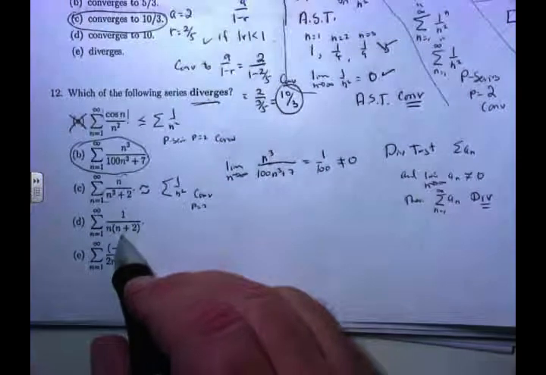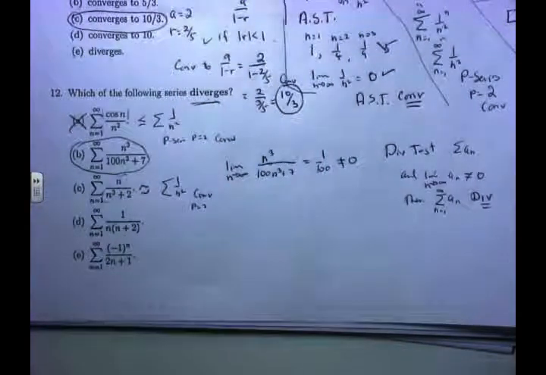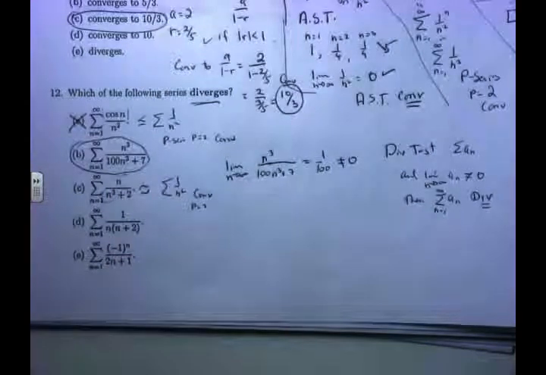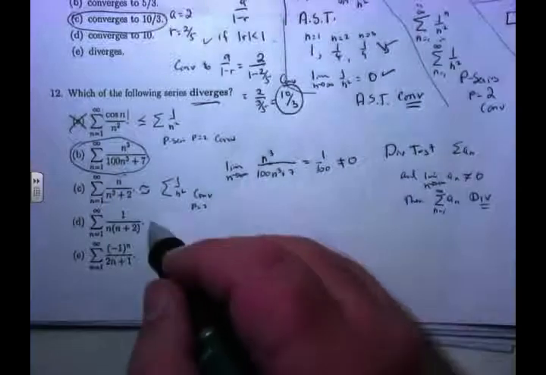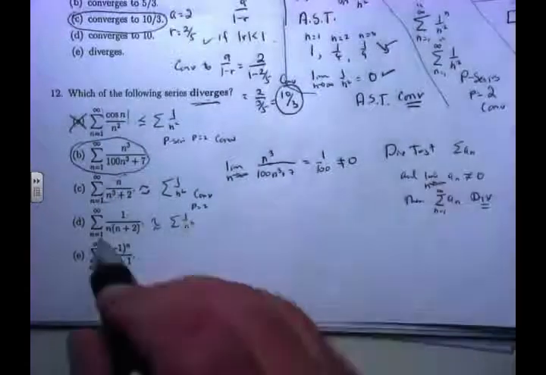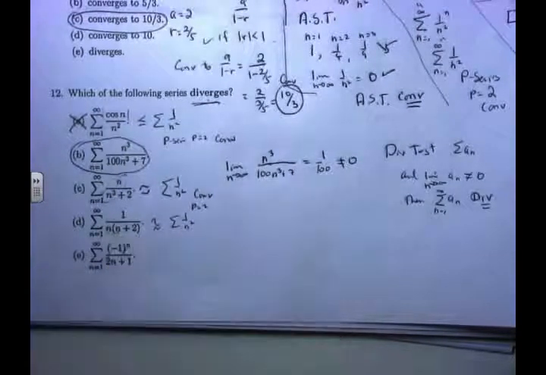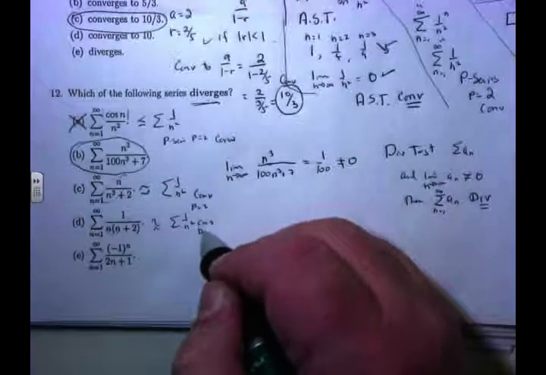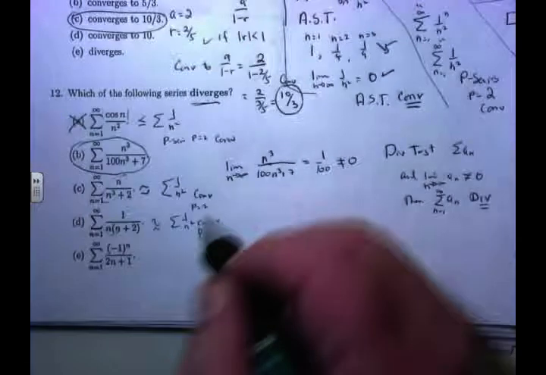What would you compare this guy to? Well, actually, this guy is going to be one of your telescoping series, which always converges, because you can bust that fraction up because the denominator factors. But you could still compare it to 1 over n squared if you distribute here, because that's n squared plus 2n, which is still a convergent P series. So we seem to be comparing it to the same convergent P series.